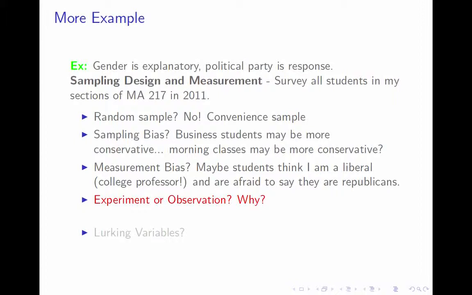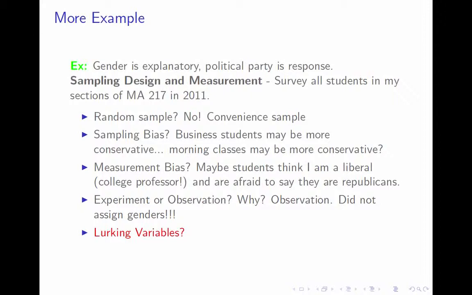Is this an experiment or is it an observation? And why? It's an observation, or observational study is the correct way to say it. The reason is because we did not assign genders. In fact, I don't know how you could randomly select half the people and assign them a gender, short of some kind of surgery. That's the reason. It doesn't matter what you're doing to affect people or control people. It only matters whether you assigned values of the explanatory variable.